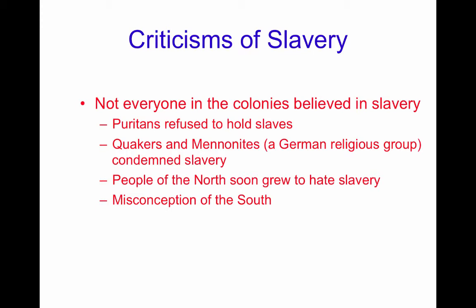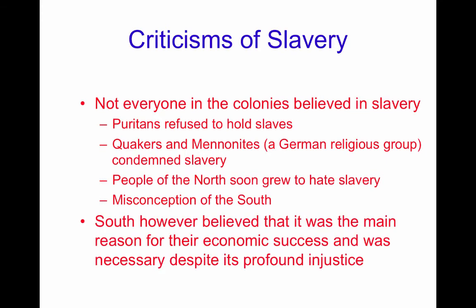In the colonial period, we have huge land grants, in which the colonies give land. That slowly starts to decrease as there's an increase in statehood and as Americans are in charge of themselves. So the number of large plantation owners starts to decrease. However, the South believed that it was the main reason for their economic success, and they felt it was necessary. They knew that it was unjust, but they needed it to succeed. They needed it for their own survival.